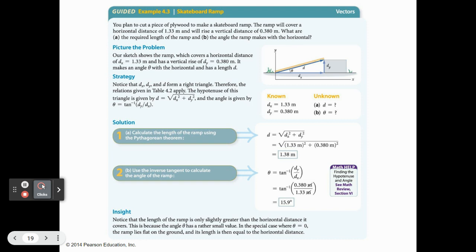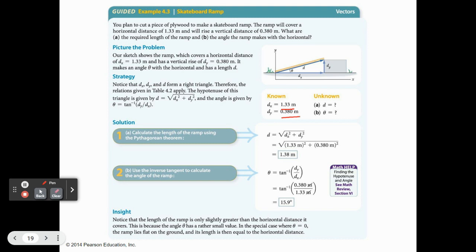So here's another example. You plan to cut a piece of plywood to make a skateboard ramp. The ramp will cover a horizontal distance of 1.33 meters and a vertical rise of 0.38 meters. What are the required length of the ramp and the angle the ramp makes with the horizontal? So we need to know, if I'm going to have those dimensions, how long am I going to have to cut this board so that it meets those dimensions?